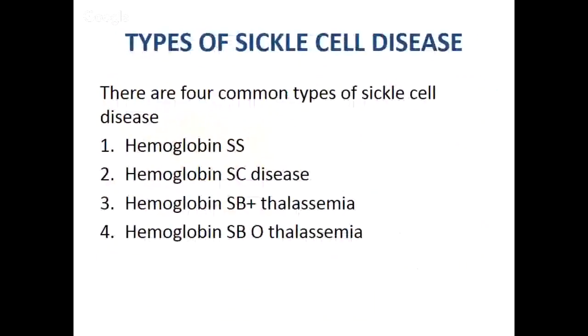Then there are types of sickle cell disease. There are four major types of sickle cell disease. There's hemoglobin SS, that's SS, depending on your blood genotype. For those with SC, then hemoglobin SC, those are with genotype SC. Hemoglobin S beta thalassemia and hemoglobin S beta thalassemia.